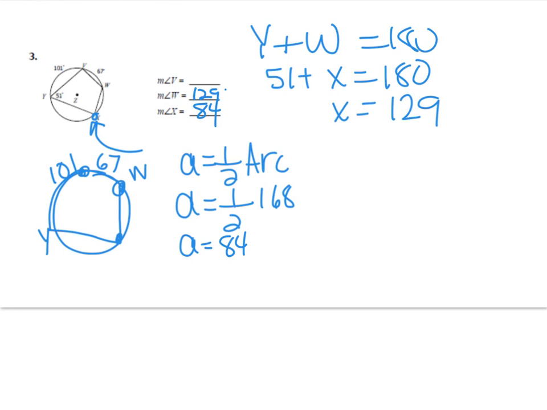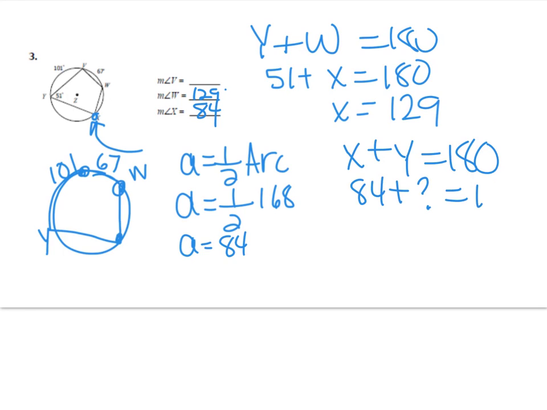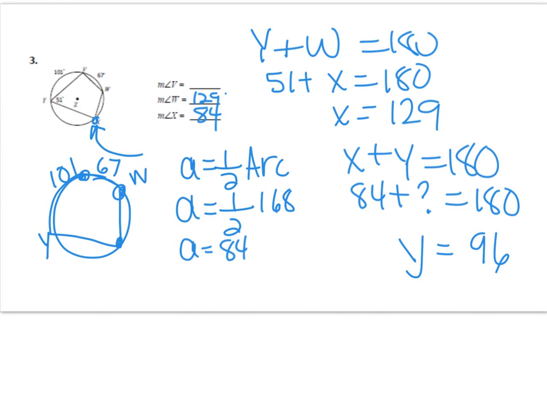We know that X and V add up to 180, and now we know that X is 84. So 84 plus our missing angle is equal to 180. Let's see what our missing angle is. We find out that our missing angle is 96, so we go ahead and write in 96.